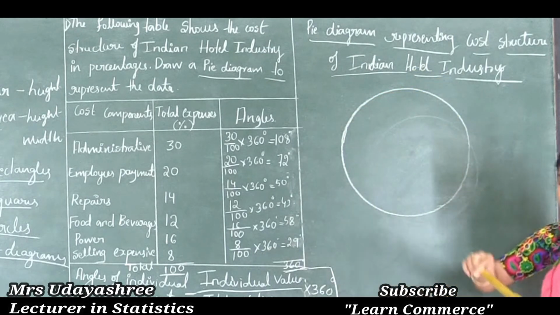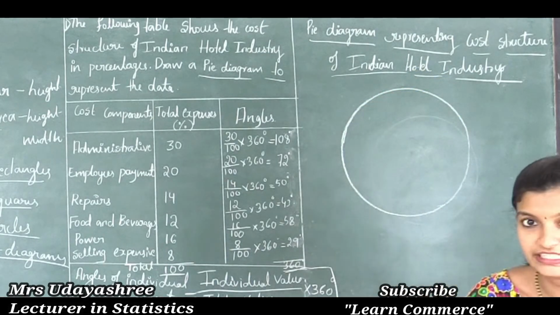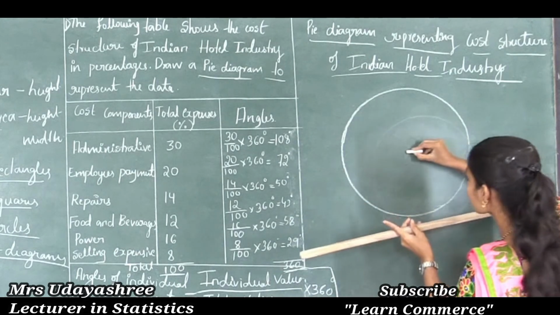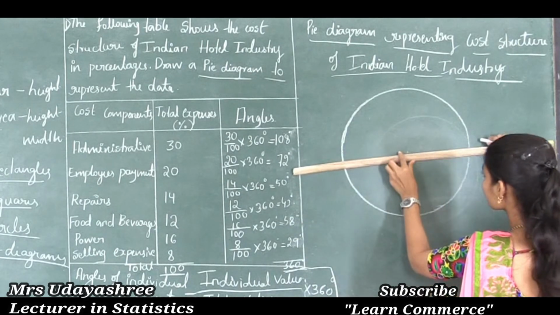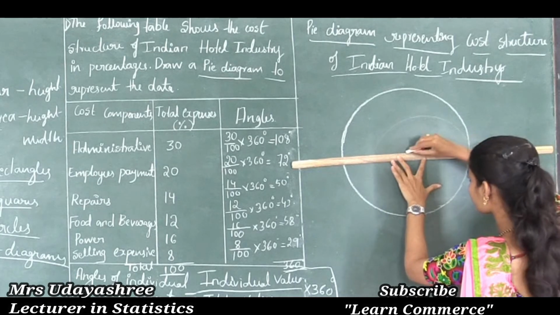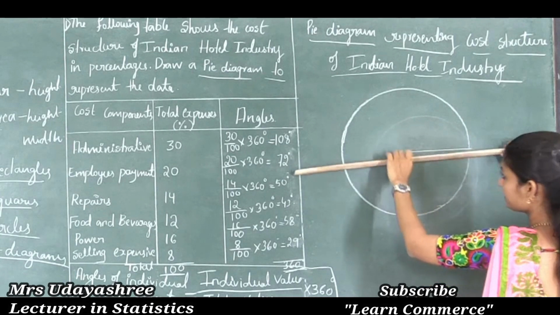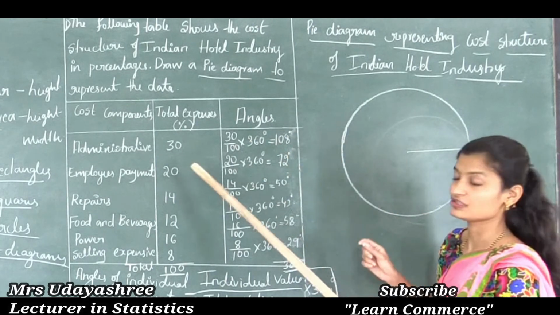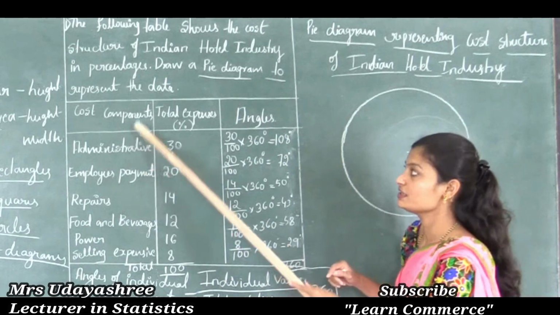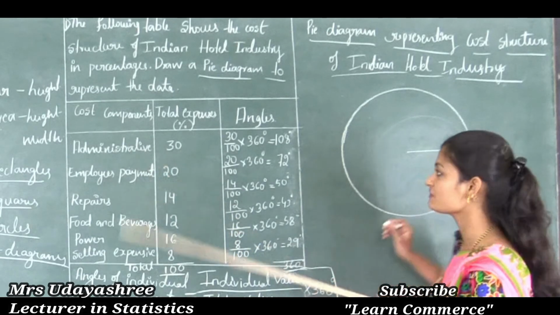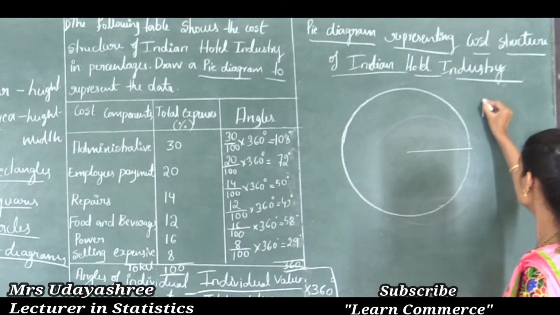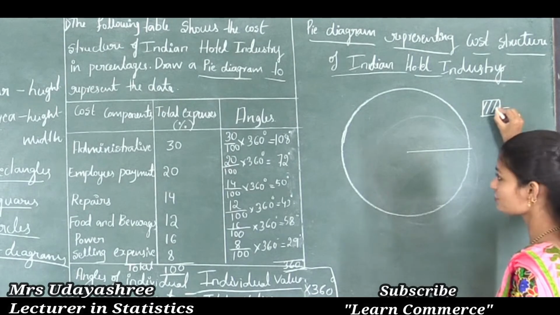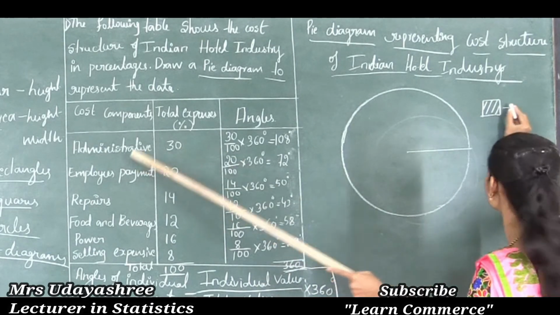See, this is one circle, and first I will draw one radius. This is one radius. So first, before drawing this, I will give some index, shading mark or index to this cost component. The first one is administrative. For administrative I will give a shading mark like this. So this is the index for administrative.